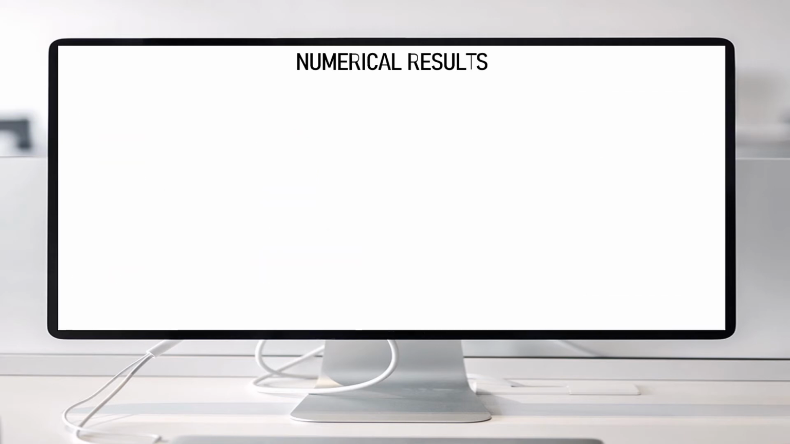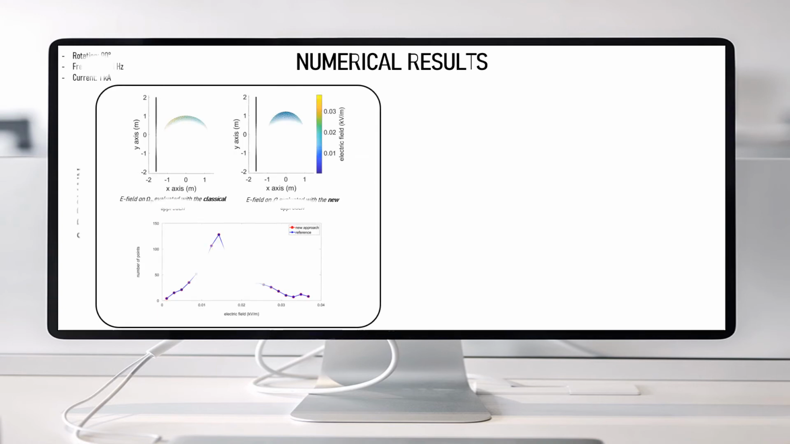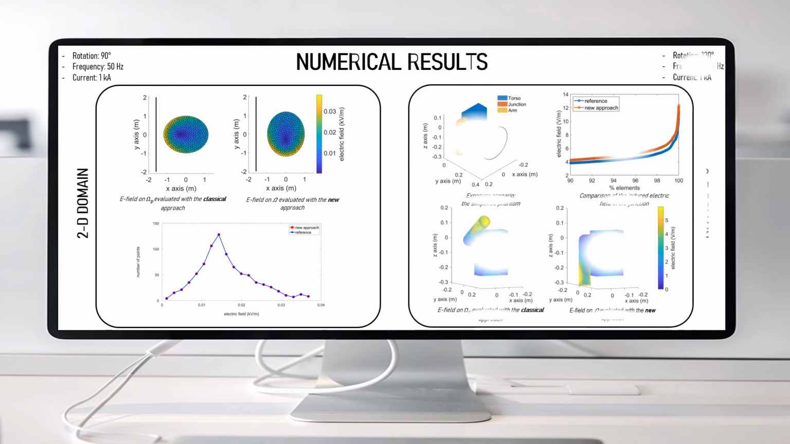What about the numerical results? The 2D domain consists of an ellipse. The field frequency diagram underlines that the results obtained with the proposed method are exactly the same as those obtained with the classical approach. In the 3D case, a simplified phantom is considered.